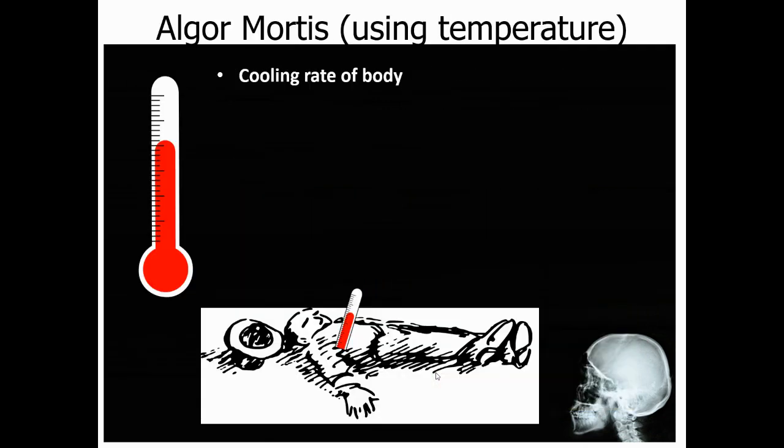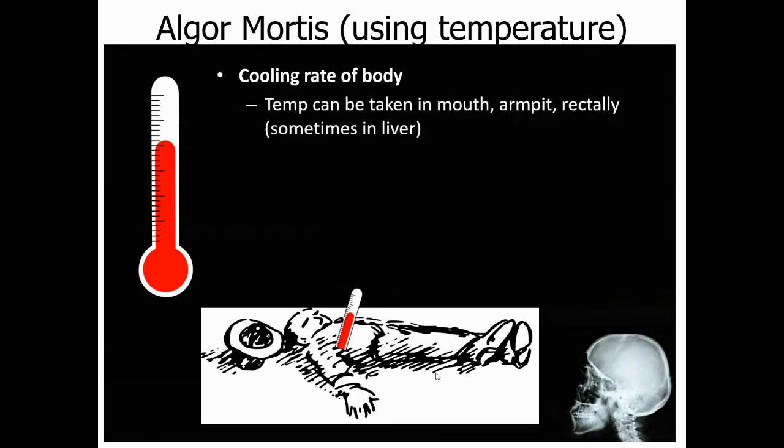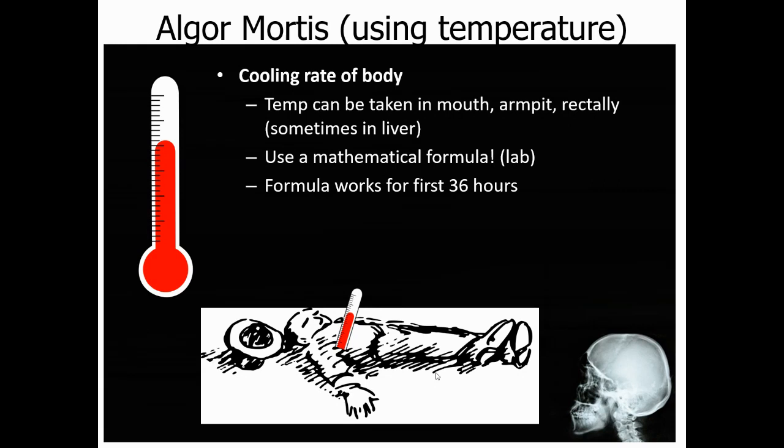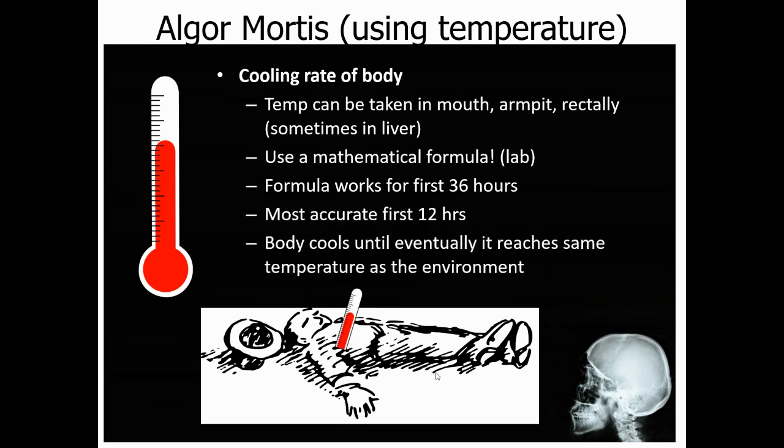Okay, Algor Mortis is the cooling rate of the body. Basically, you take the temperature of the body in the mouth, in the armpit, maybe rectally. Sometimes you actually cut open the body and take the temperature in the liver. That would be a little more accurate. Then you use a mathematical formula, and I'll show you how to do that. The formula is good for the first 36 hours. It's actually most accurate for the first 12 hours.